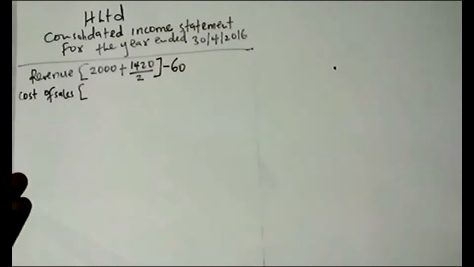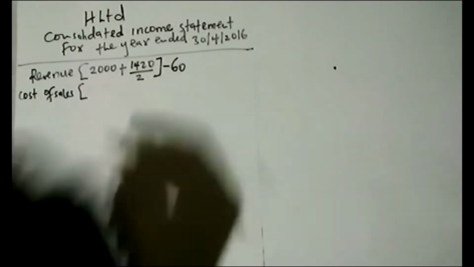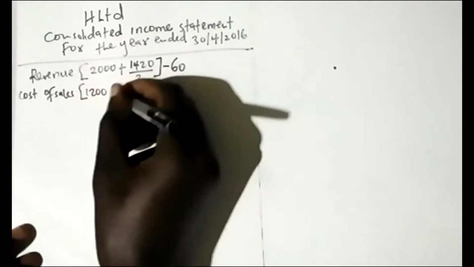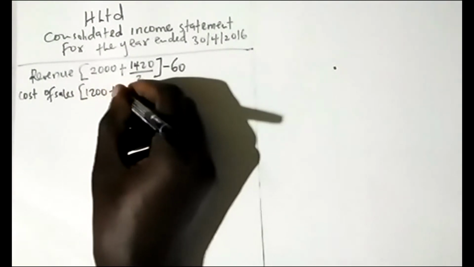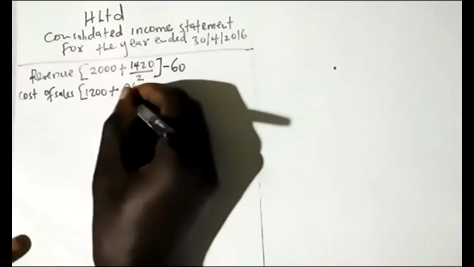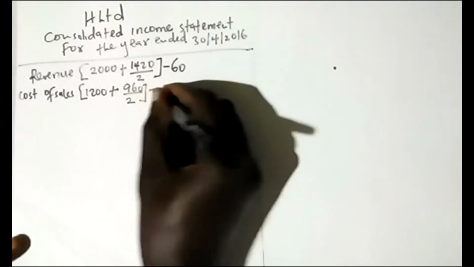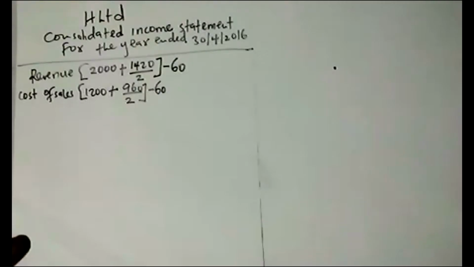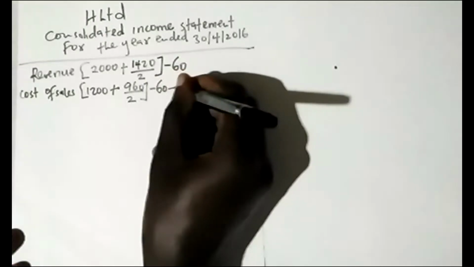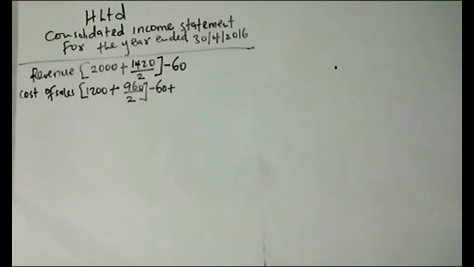So for cost of sales, again, I could have done it very directly. I could have taken 1200, add the 960, of which I know I have to convert by dividing by 2. Then what am I supposed to raise? I'm supposed to subtract again the intergroup sales, and I will add the UPS, the unrealized profit on stock.